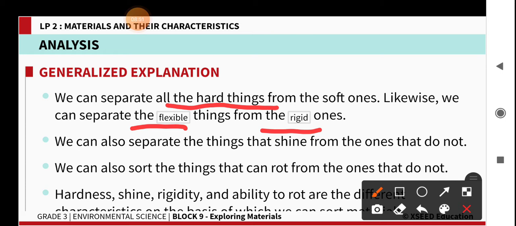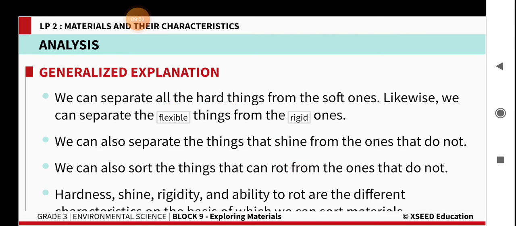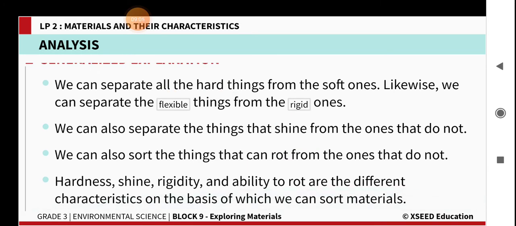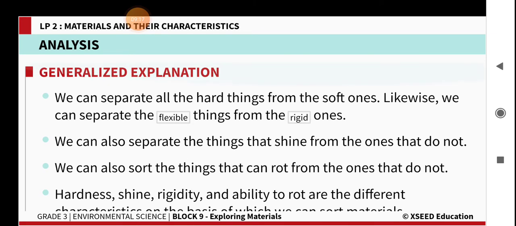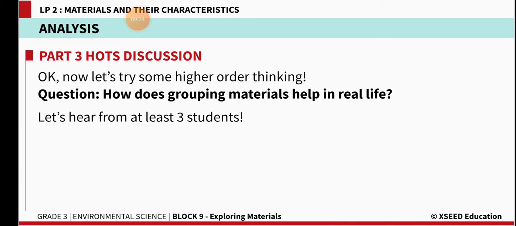And we can also separate the things like shiny and dull, and we also sort them into rot and cannot rot. So the characteristics are helping to sort out the materials, and based on that we can use them in our daily life. So which material is very hard, which we can use for making our furniture in the home, like that. Which is getting rotten should be used first, like that. It's very useful to know the characters of the materials in our day-to-day life.